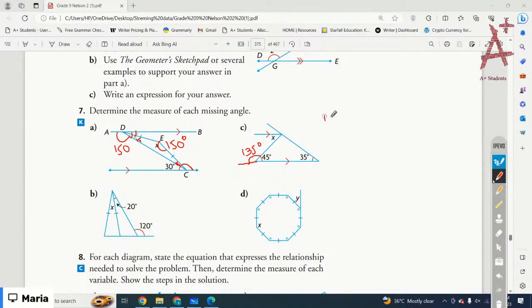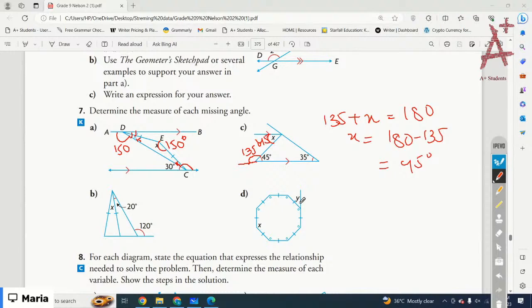And 135 plus x, sum of two exterior angles is 180, right? So when you move 135 to the other side, 180 minus 135 is 45 degrees. That means angle x is 45, right?